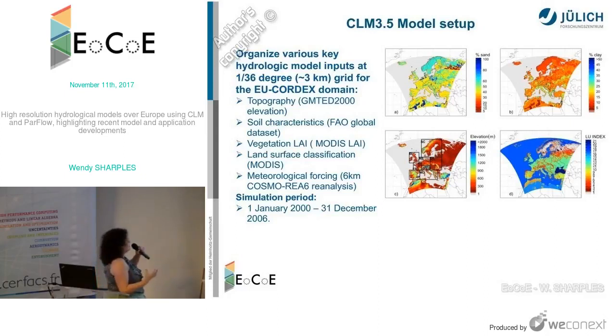So first of all, the CLM model setup without the data assimilation is that we've organised several different key inputs, such as the GMTED2010 elevation dataset for topography, soil characteristics from the FAO global dataset, vegetation LAI from MODIS, and the land surface classification from MODIS. And we organise this at 3 kilometre resolution, and then we force this model with COSMO reanalysis at 6 kilometres for the simulation period of the 1st of January 2000 to the 31st of December 2006. And there you can see some of the different fields, percent sand, percentage clay from FAO, and the elevation and also the land use index there on the bottom right.